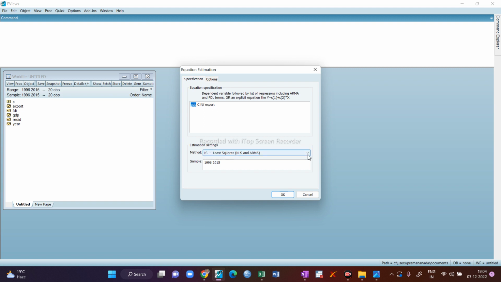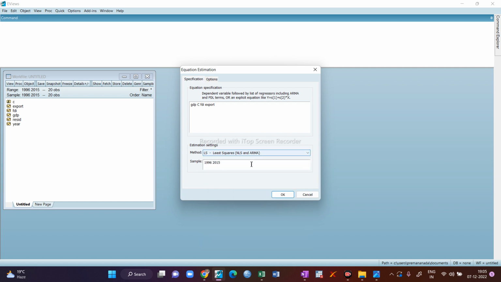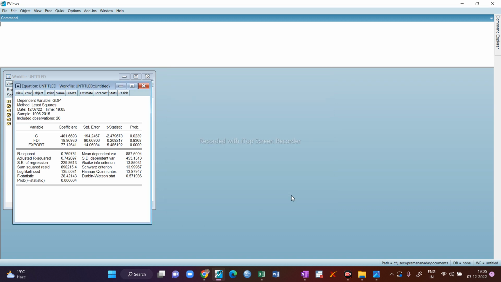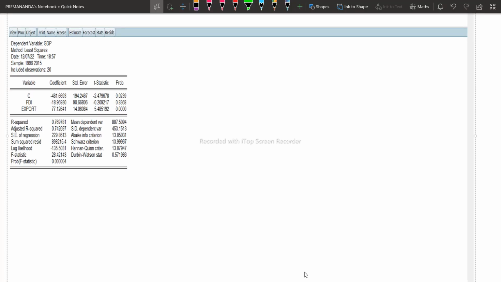So here in this particular box, I have considered LS, the ordinary least square method. Then my sample period is 1996 to 2015. So I'm doing nothing here right now. I'm clicking OK. So this is my answer. This is my regression result. So actually I have already saved this output in a note here.